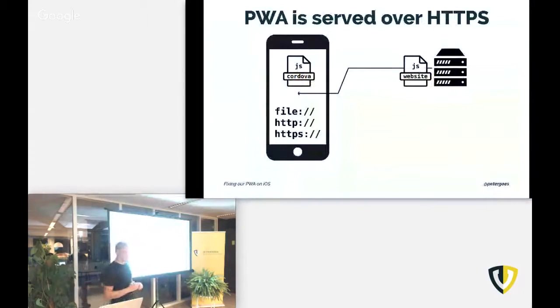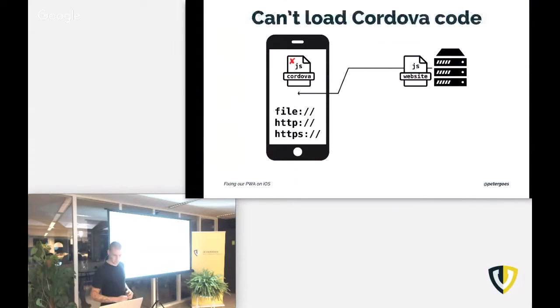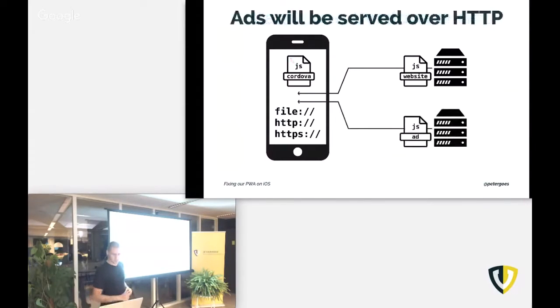Well, first of all, the PWA is served over HTTPS. Okay, but all our Cordova logic, the bridge to the native code, is served from the file system, which uses the file protocol. They don't really match. They don't match so much that we can't even load our complete Cordova JavaScript, because we pointed our WebView to the website. That was kind of annoying. But the same goes for ads. The ads were served over HTTP, which throws in another protocol that didn't match.